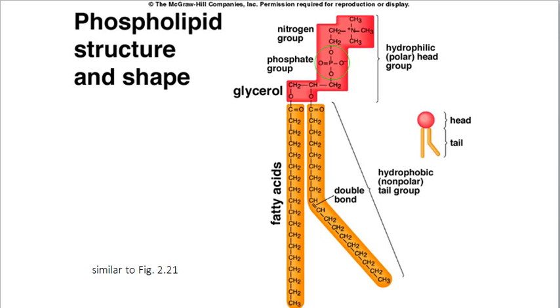Here's an illustration showing a phospholipid. The hydrophobic part is shown in orange, that's our diglyceride, and then much of what you see in red is the hydrophilic part, which contains the phosphate group.